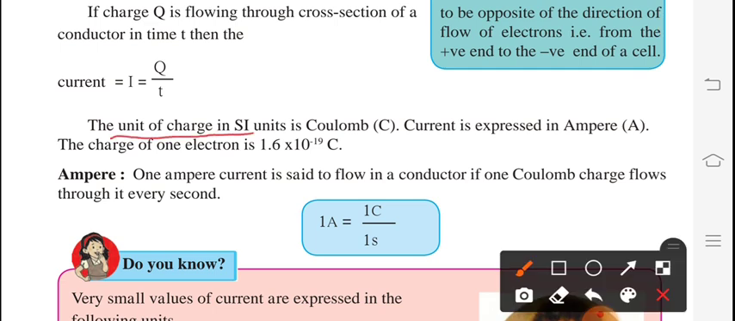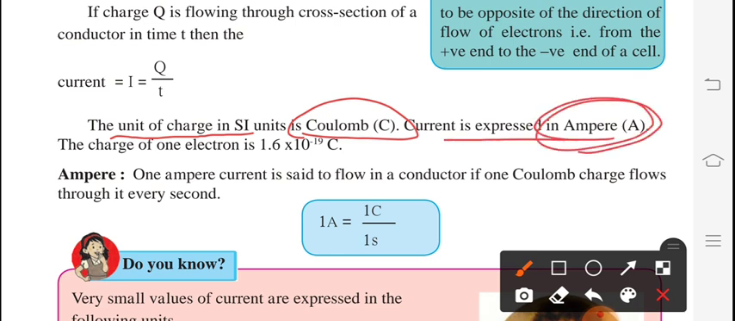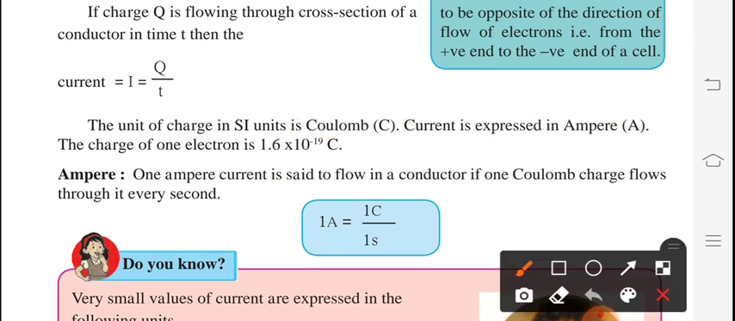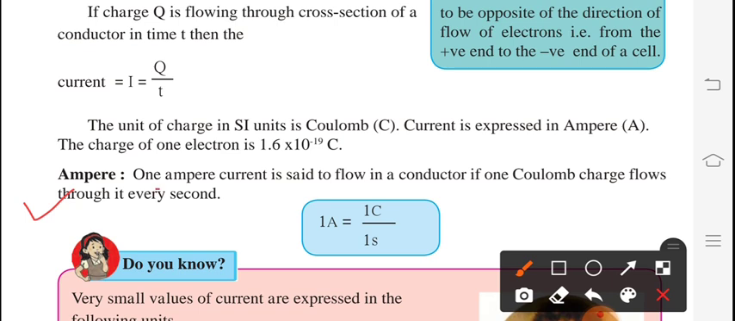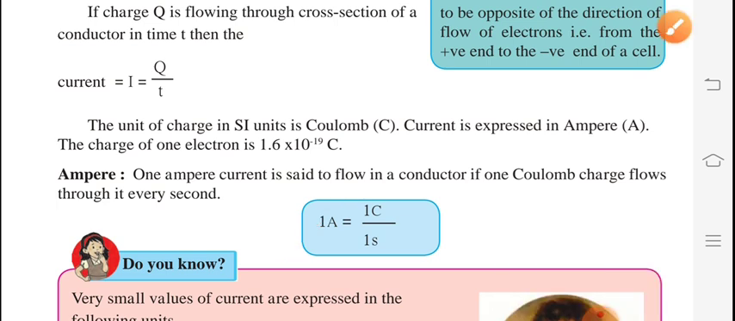The unit of charge in SI units is Coulomb. Current is expressed in ampere. The charge of one electron is 1.6 into 10 raised to the power of minus 19 Coulomb. One ampere current is said to flow in a conductor if 1 Coulomb of charge flows through it every second. So 1 ampere is equal to 1 Coulomb upon 1 second.